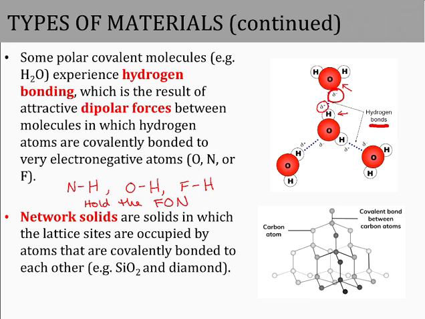And same goes for diamond. So on the right-hand side, we can see the structure of diamond. And diamond has carbon atoms that are all covalently bonded to each other. And they end up forming this crystal lattice, but instead of ions, we just have carbon atoms.